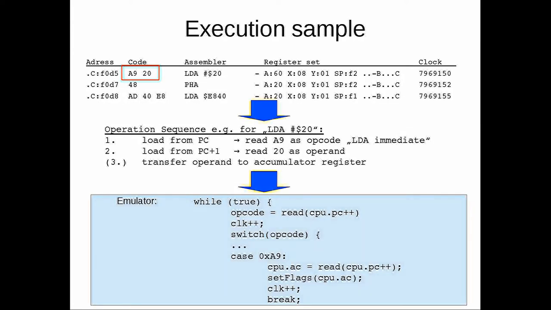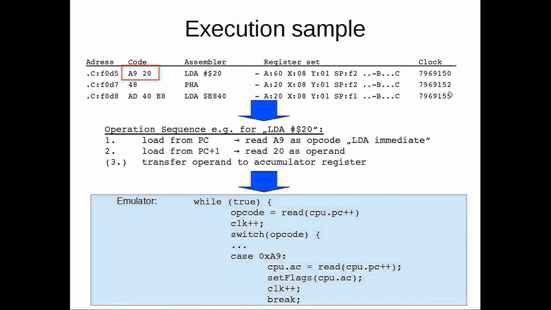So if you look at this execution sample of this opcode here, which we have A920, load accumulator immediate. We see here the address, we see the code, we see the assembler mnemonic representation, we see the register set, and we see the clock value. And what we've seen is this is broken down into this operation sequence. The first clock cycle reads A9 as opcode from the memory as load accu immediate. The second one reads the operand, and the third one transfers the operand to the accumulator register.